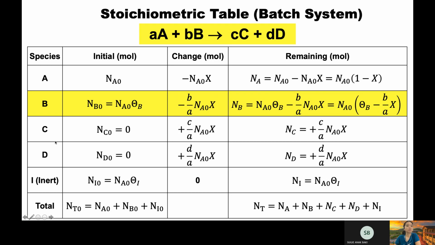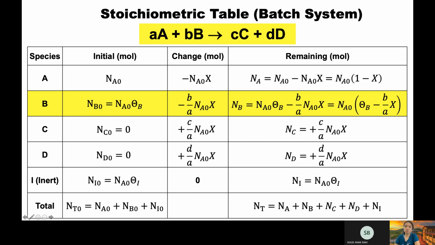Okay, next, C. So C lagi senang lah. C sebab initial tak ada apa-apa. It's only remaining, right? So NC is only change, right? So remaining NC equals to terus change plus C per A NA0 X. Similarly to D. So ND equals to plus D per A NA0 X. Terus equal to the change because initial dia tak ada. For about inert. Inert pun senang sebab inert has initial. Inert got no change. Total inert remaining samalah dengan inert initial. That's why inert remaining NI equals to inert initial NA0 theta I.